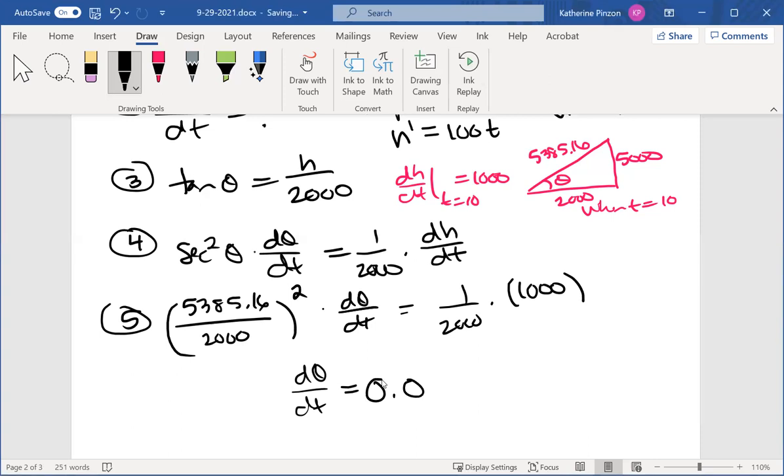I plugged 10 into the H prime equation, because dh/dt means the derivative of H. And they told me that T equals 10. That was the time I was caring about. So I plugged 10 into the derivative equation. I got 0.07. Anybody else?